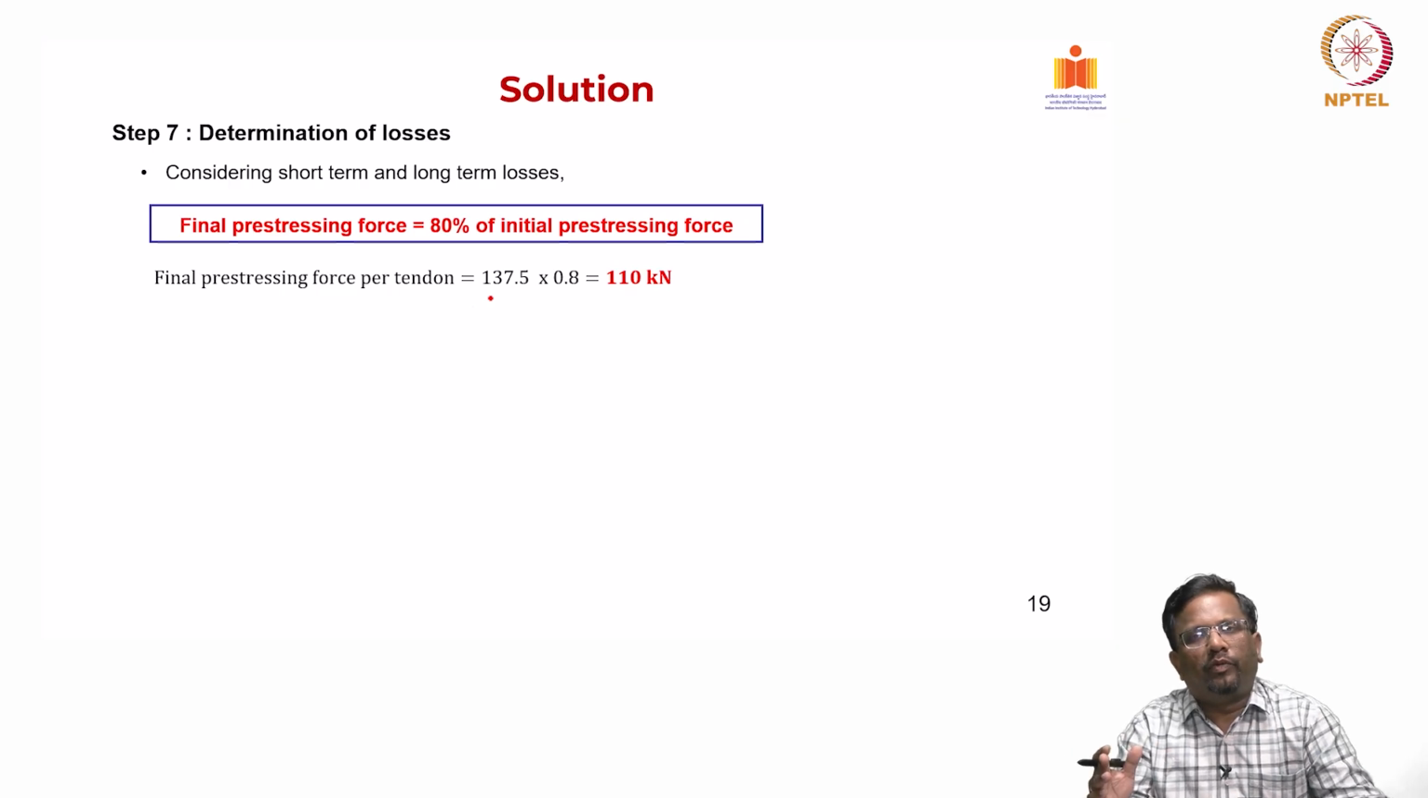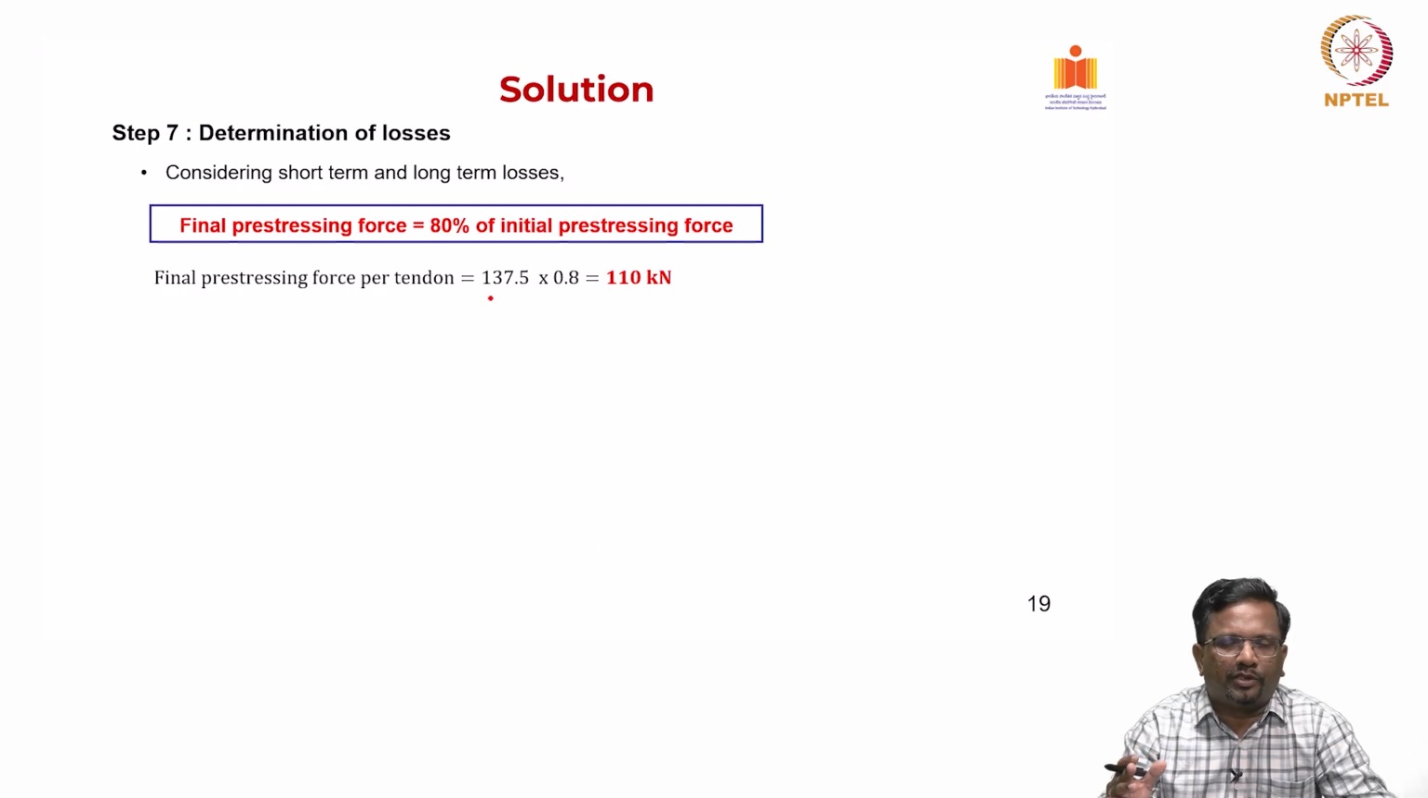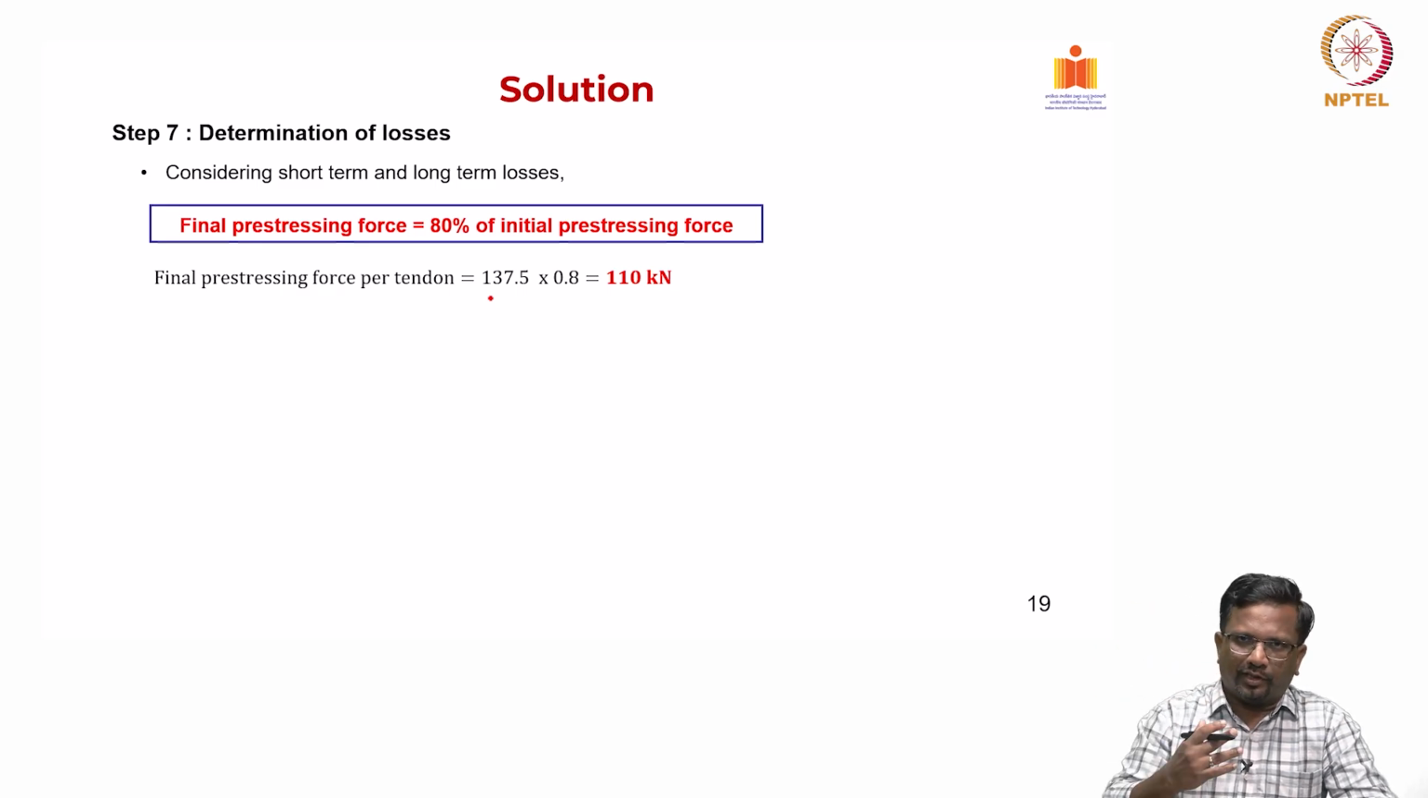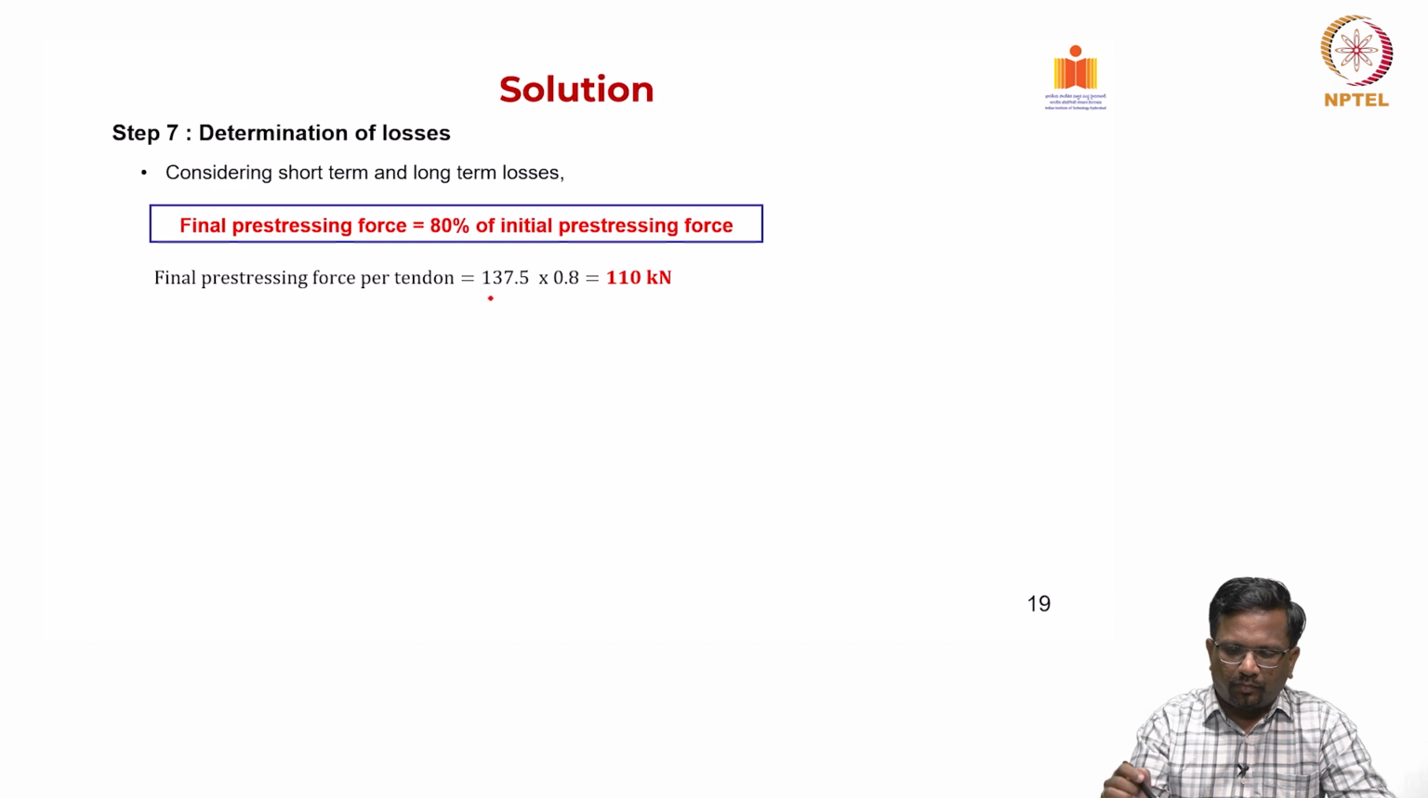Now, for all of these spans, both for east-west and north-south, both end span and interior span, we have done the calculations and we found out what the prestressing force per meter is and what eccentricities are possible. Now, this is our initial prestressing force.